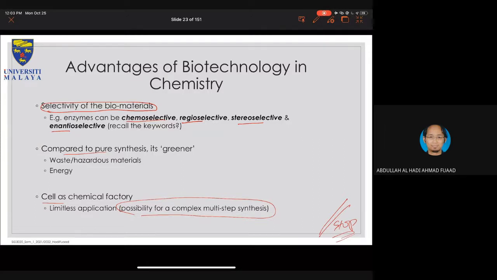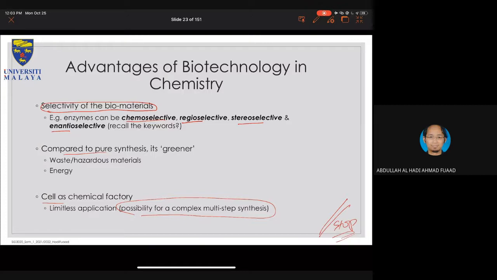Okay. All right. So last week we stopped here: advantages of biotechnology in chemistry. I don't have to go to the previous slides. So I'll just carry on from here, and move on to the next topic after this.